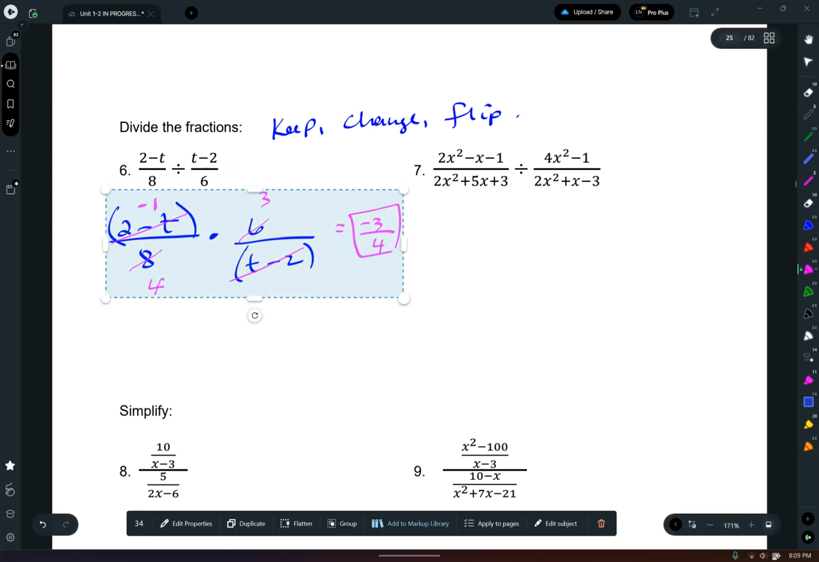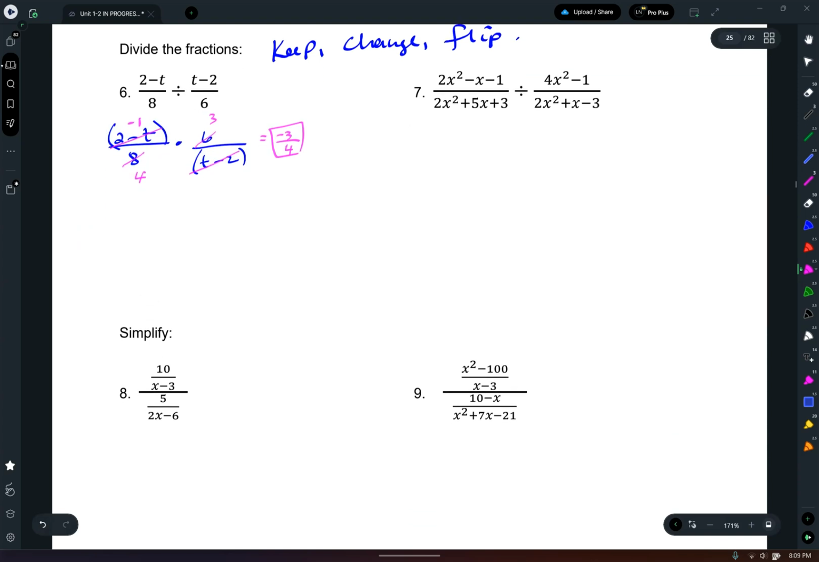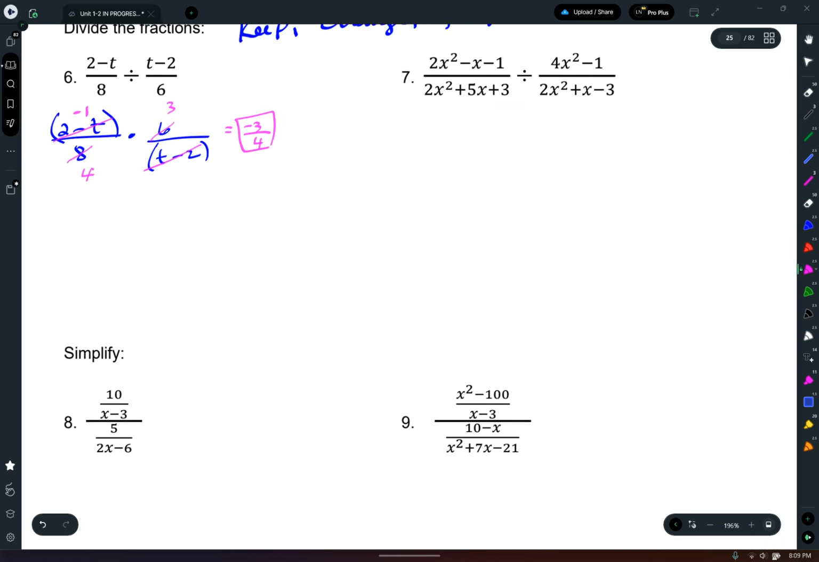Let's try this last one. So, hey, this is honors pre-calculus. I think we can do a couple things at once. Here's what I'm going to do. Not only am I going to do my keep, change, flip, but in the process, I'm going to factor everything. Okay, so for that first fraction, let's factor the numerator using trial and error.